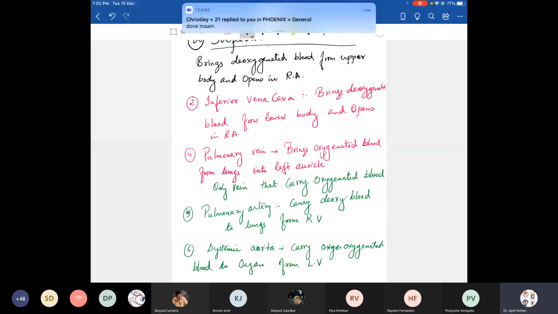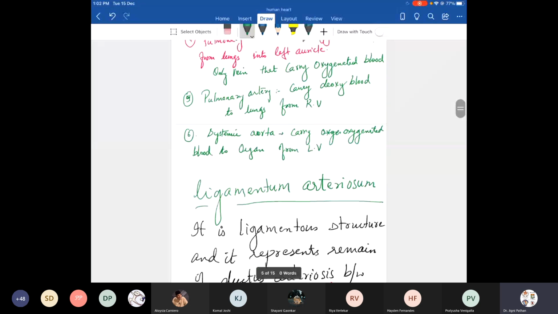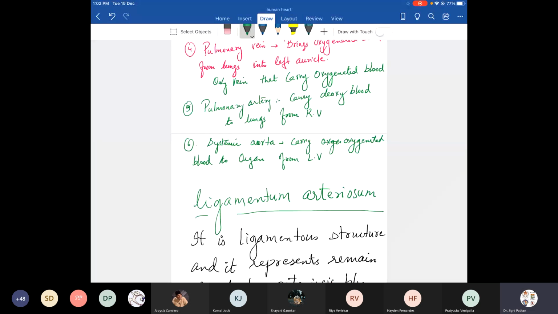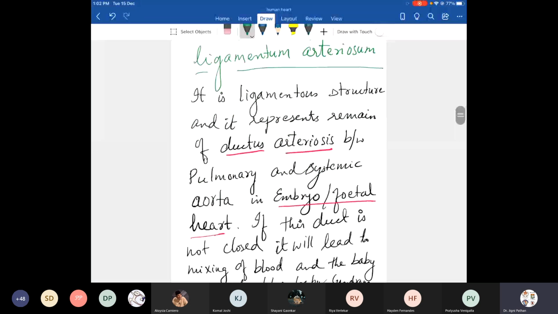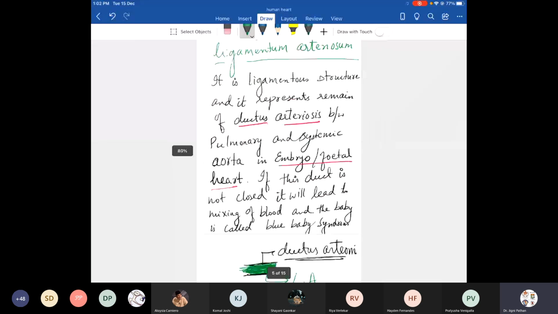Systemic aorta carries oxygenated blood to the organs from the left ventricle. Now, ligamentum arteriosum. What is ligamentum arteriosum? Listen. Okay, everybody write down this, then I'll tell you what is ligamentum arteriosum. Please write down this. I'll explain once it's done.